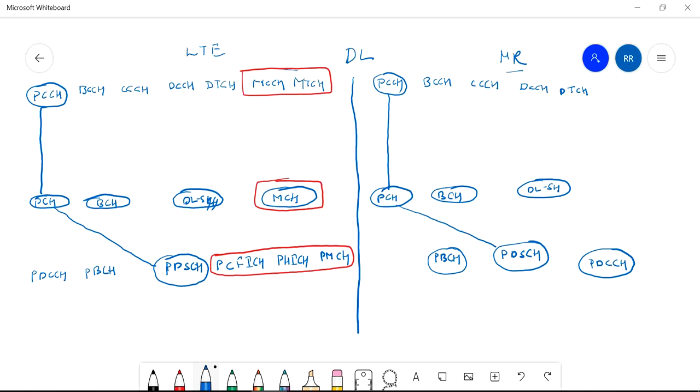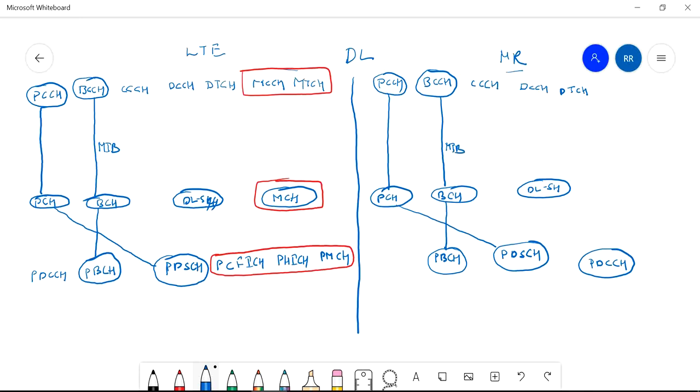Okay, now BCCH, the broadcast control channel, is mapped with BCH here, and BCH is for MIB, and this is mapped with PBCH. And here it is the same like LTE, it is mapped with BCH and BCH is mapped with PBCH. Okay, for MIB. So MIB, master information block, is transferred from here, like same in NR also.